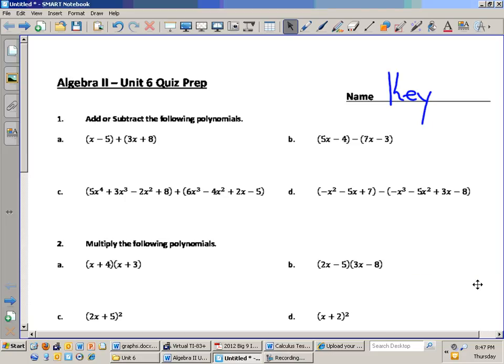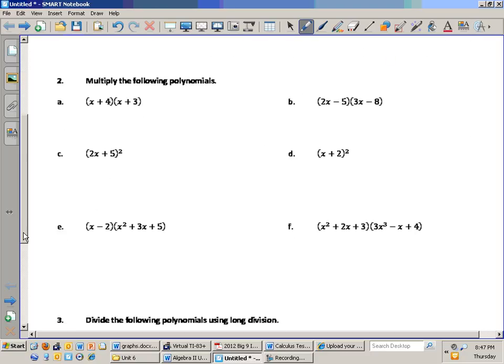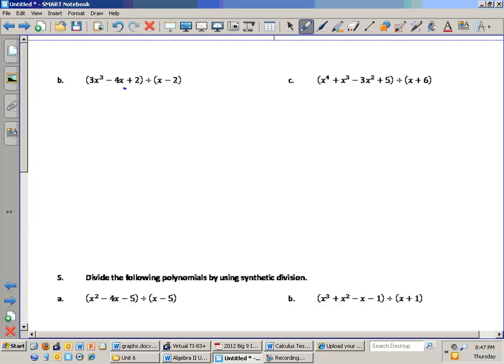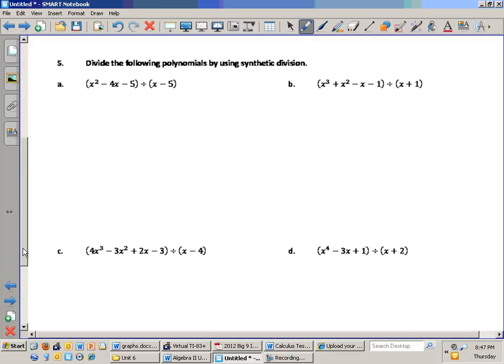Okay, Algebra 2 class, this is your quiz prep for Unit 6. As you can see, we're going to cover these objectives. We're going to add and subtract polynomials. We're going to multiply polynomials. We will use long division to divide polynomials. And we will use synthetic division to divide polynomials.